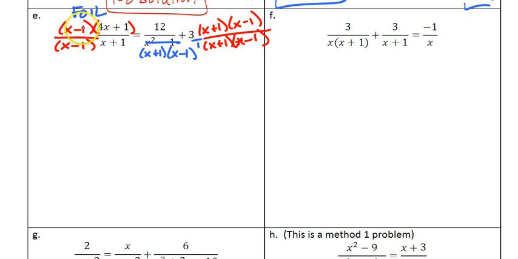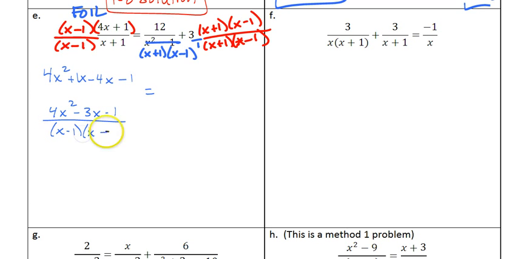Alright, so in my mind I'm thinking x times 4x is 4x squared. X times 1 is 1x, and then inner is negative 4x, outer is negative 1. So sometimes I write a step in between before I write my final answer just to save some time. So what I really got then is 4x squared minus 3x minus 1, and then again the denominator is x minus 1, x plus 1. Let's look at the right side of the equation. So now the first fraction doesn't change, so that's just 12.